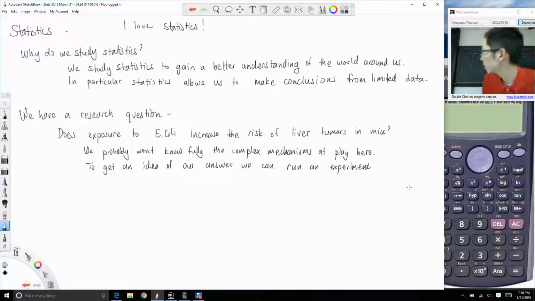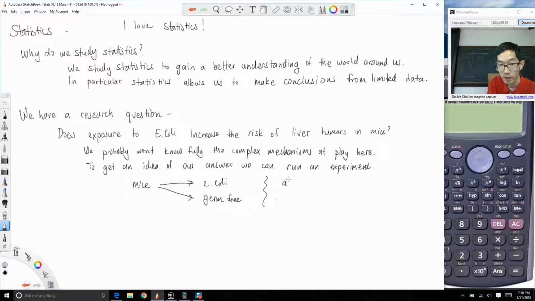the way our experiment is going to work is we're going to take a bunch of mice. We'll start off with mice and we'll put them into two groups. Some will get exposed to E. coli, and then others will be kept in a germ-free environment. And then at the end of the study, we will see the rate of liver tumors.